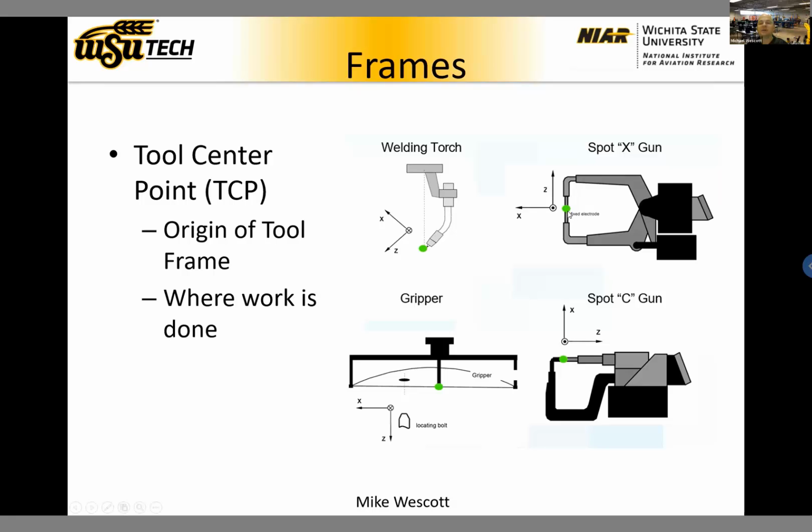Spot gun here, the TCP is right in between the electrodes. This other spot gun, again, the TCP is right between the electrodes. And again, for either one of these, we have to use a method other than the standard 3-point method, like 6-point or direct entry, to get the orientation of our tool the way we want it.